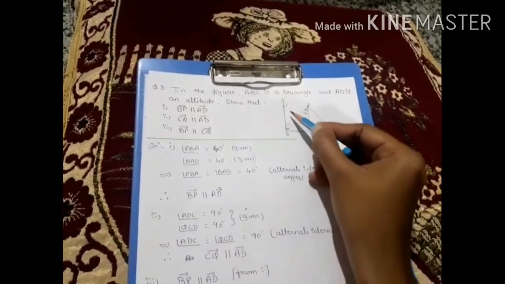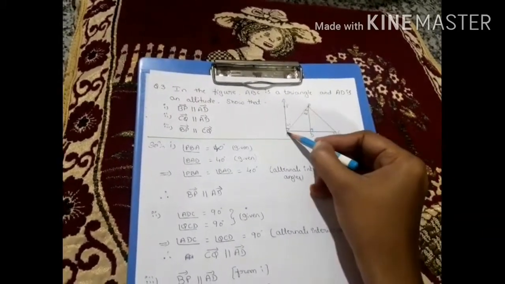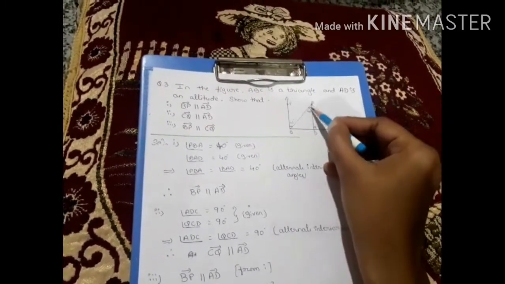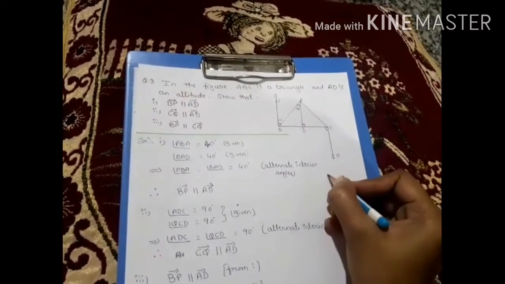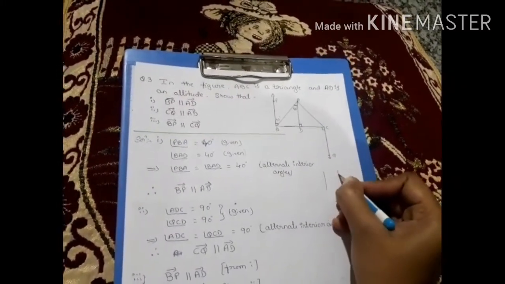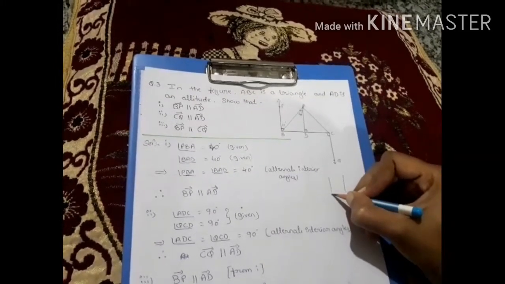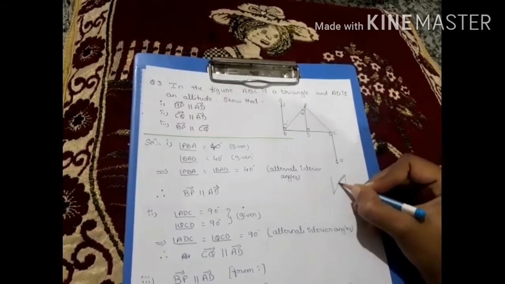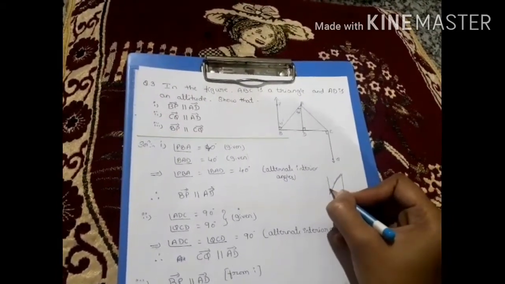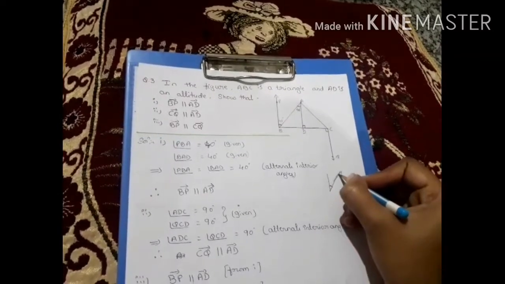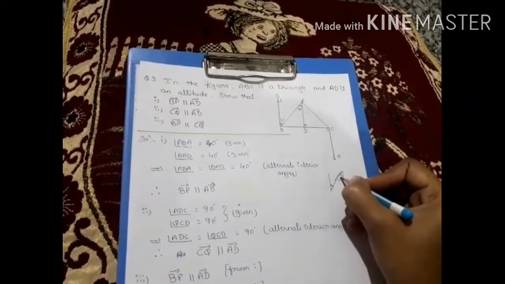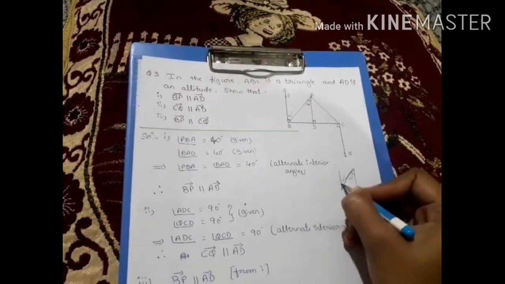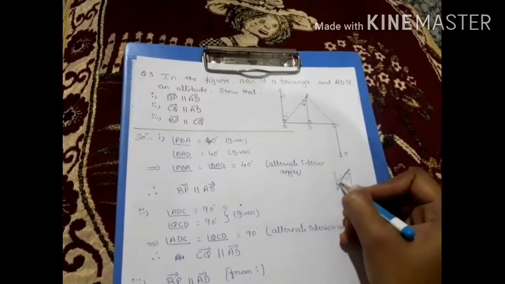Then these two angles, angle PBA and BAD, are equal because they are alternate interior angles. I will show here. This is one line, this is another line. Here one line touches the two lines at different points. Here it makes 40 degrees and here also it makes 40 degrees. These two are alternate interior angles.